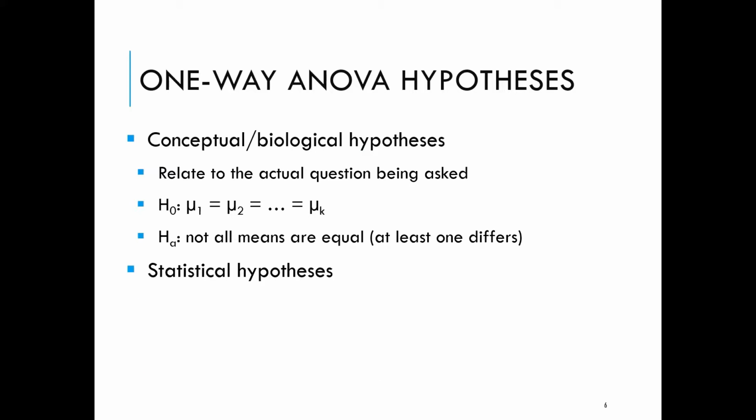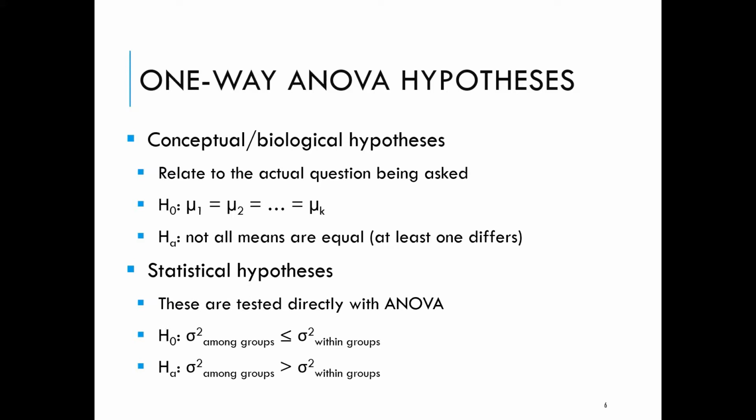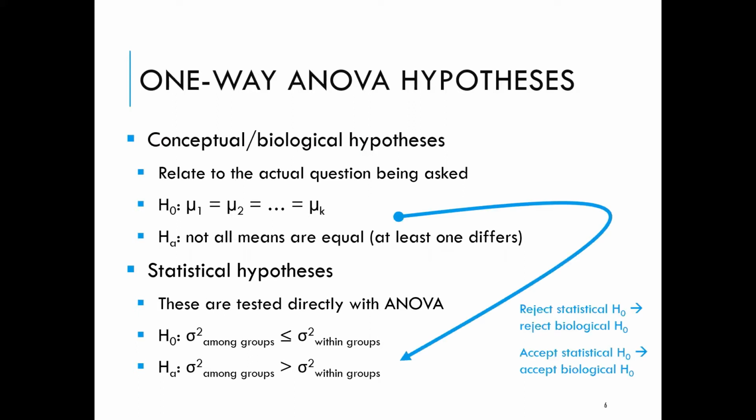The statistical hypotheses relate to what is actually going on in the calculations in the ANOVA. The null hypothesis is that the variance among the groups is less than or equal to the variance within the groups. The alternative hypothesis is the variance among the groups is greater than the variance within the groups. And I hope to clear that up just a little bit with this next slide. But I'll mention here, when we reject the statistical null hypothesis, this also means we reject the biological null hypothesis. In the same way, when we accept the statistical null, we accept the biological null.